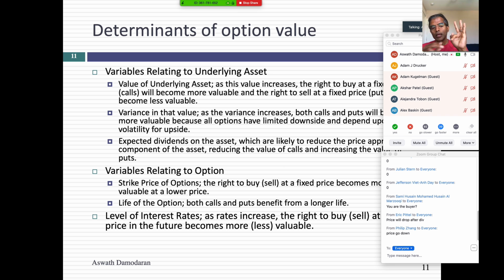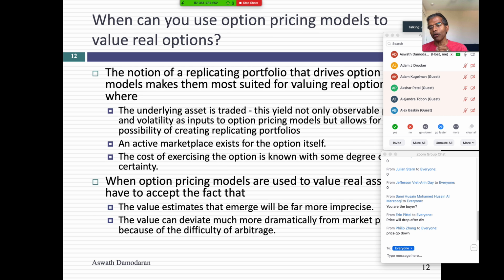So let's review. Value of the underlying asset, variance in that value, and expected dividends from the underlying asset; strike price and life of the option on the option itself; and level of interest rates. That's it. Those are the 6 variables. Now the question is, how do you get them all into an option pricing model?